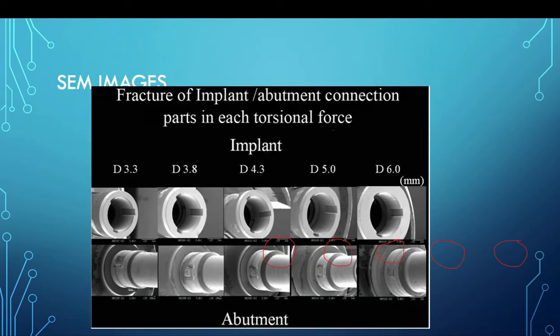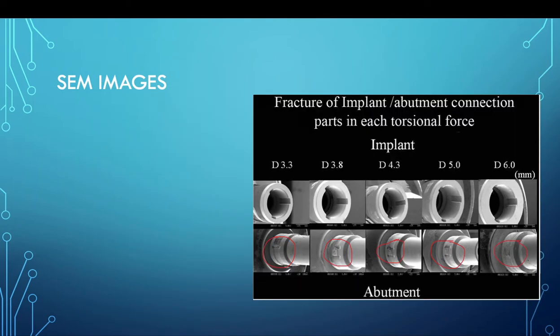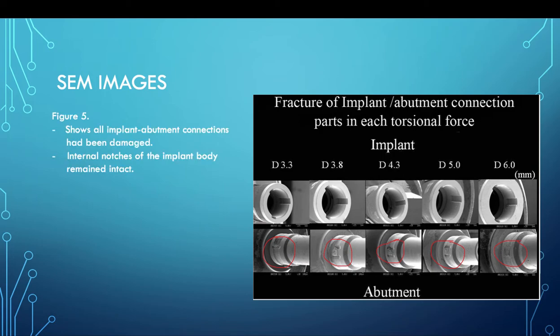Next, moving on to the scanning electron microscope picture. In this image, we can see that all the implant abutment connections had been damaged, all of them. Internal notches of the implant body remained intact, but all the projections of the abutment had been fractured. As we can see covered in this red circle, in all of the diameters, the abutment was fractured.